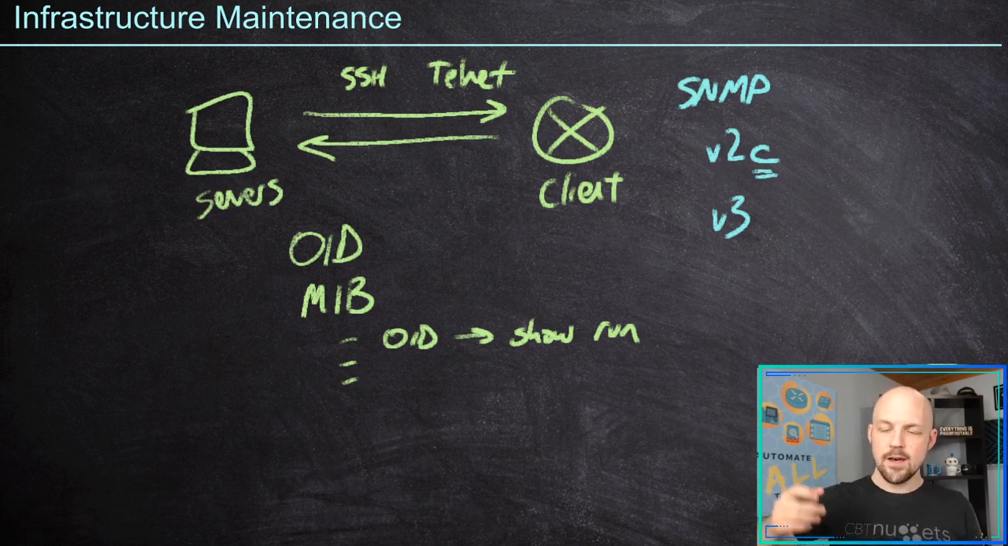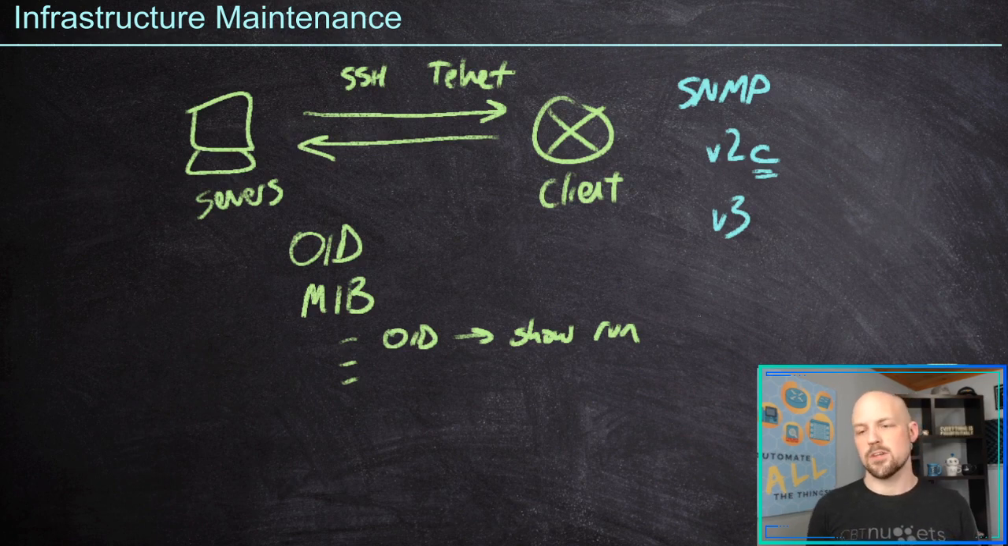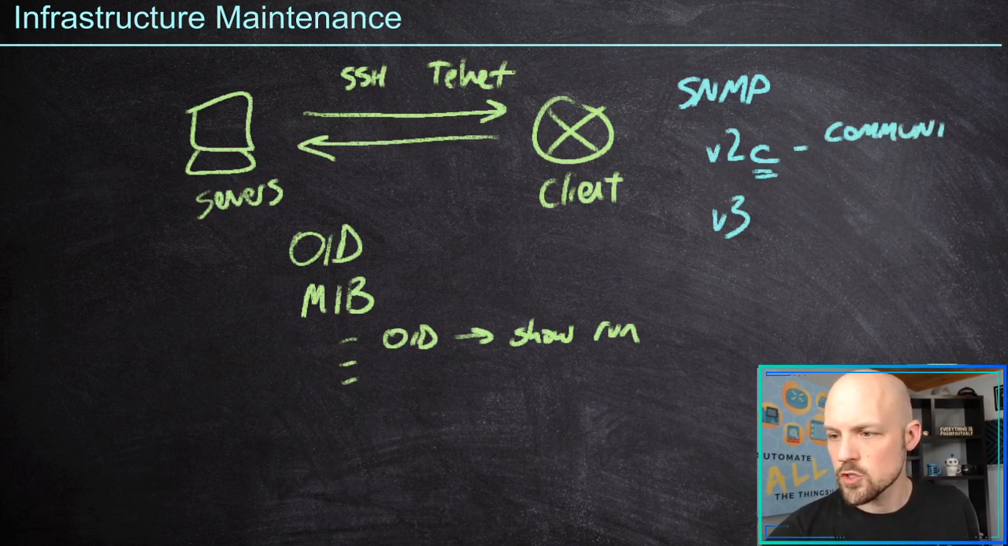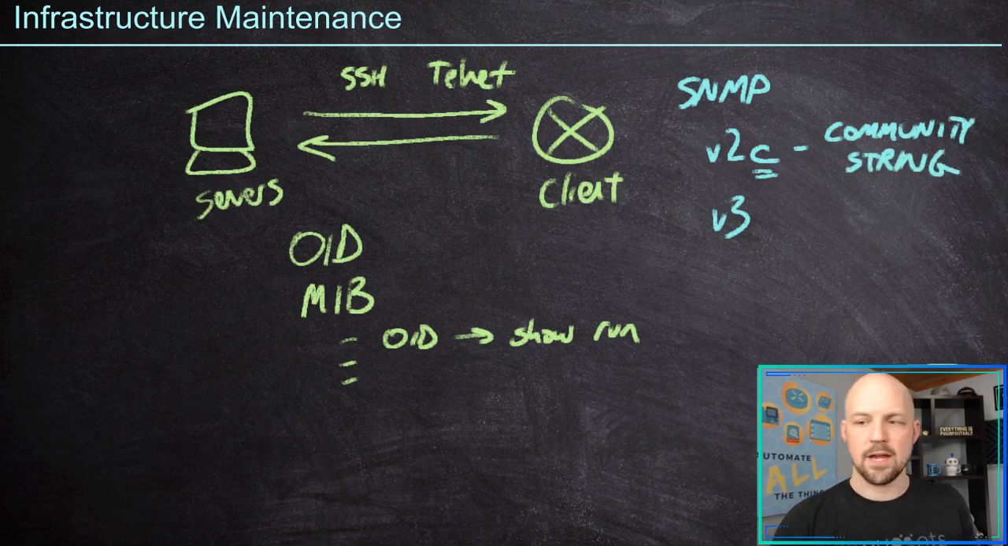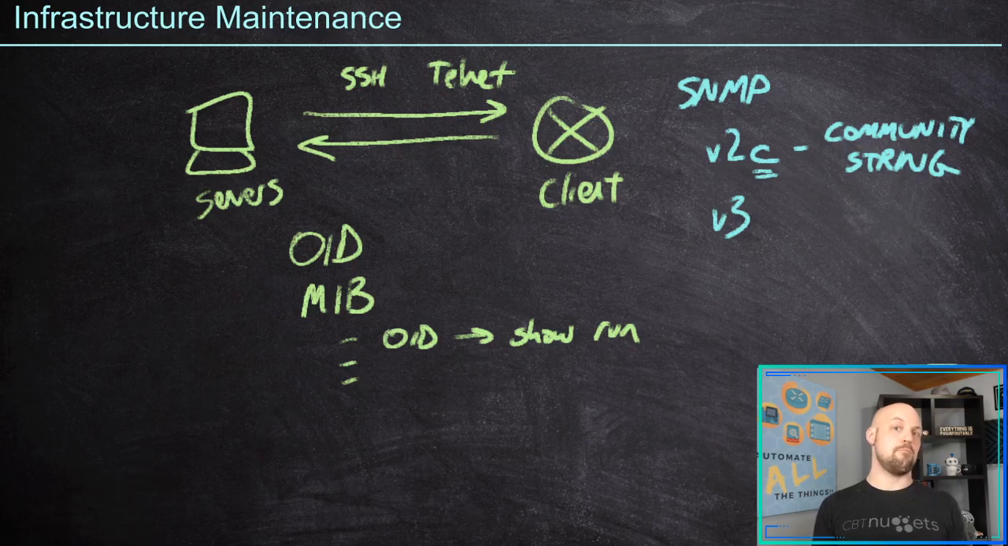Version 2C uses this concept of a community string. The community string is, for all intents and purposes, a password in plain text. I'll just go and write that out. Community string. The community string was not developed with security in mind. This was more of a way to prevent mistakes.